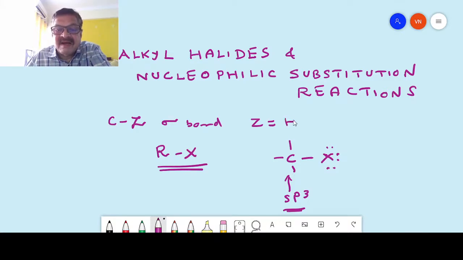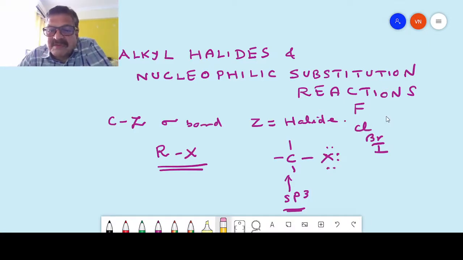Basically X is mostly a halide: fluorine, chlorine, bromine, or iodine. These are the important groups, forming negatively charged anions. So it will be C-X, where this carbon is an sp3 hybridized carbon atom. Alkyl halides contain a halogen atom bonded to an sp3 hybridized carbon atom. Now, alkyl halides are of different types.